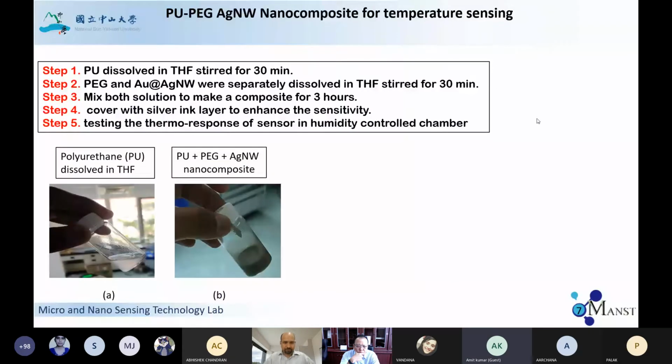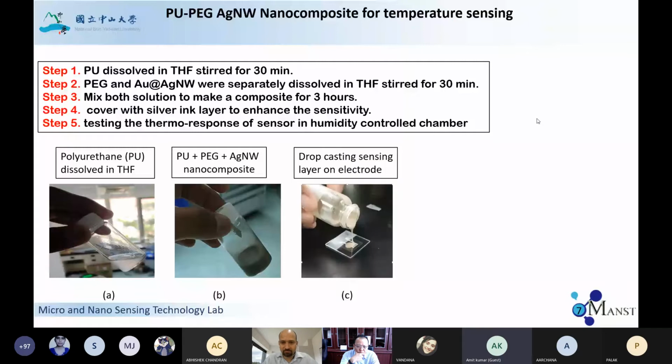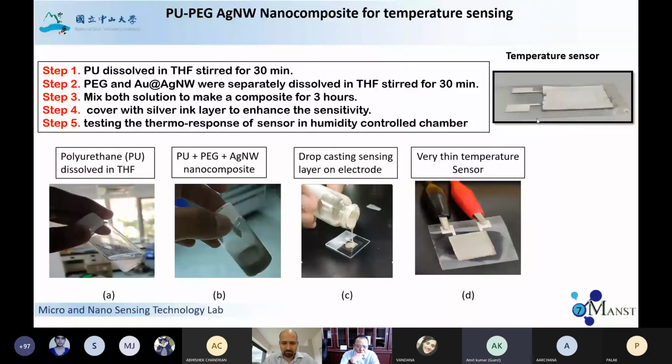After that, we try to make a temperature sensor, and in that I make a nanocomposite of polyurethane, polyethylene glycol, and gold-coated silver nanowire. These are the steps in which I first make polyurethane solution and then mix it with PEG and gold-coated silver nanowires. After that, I put it on a self-printed interdigitated electrode to make a sensor, which has been shown here. And you can see the thickness of the sensor is very small, around 200 micrometers.